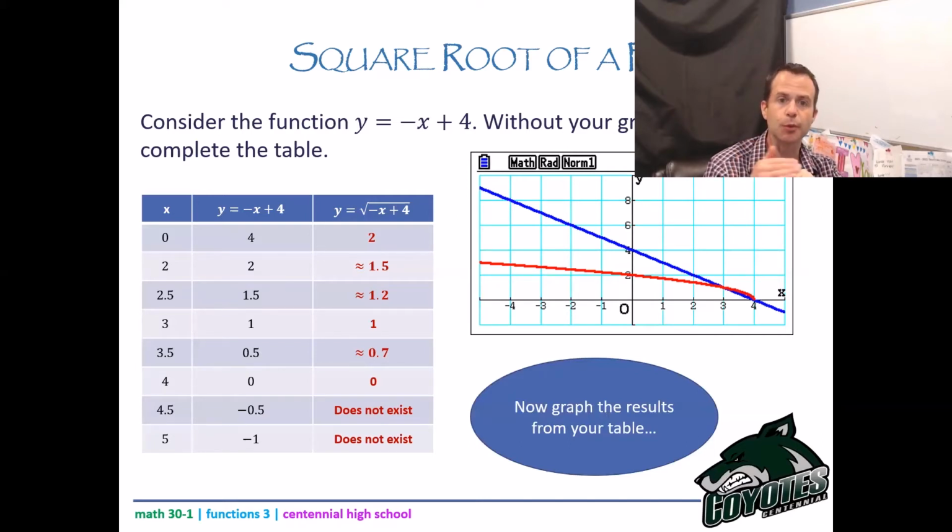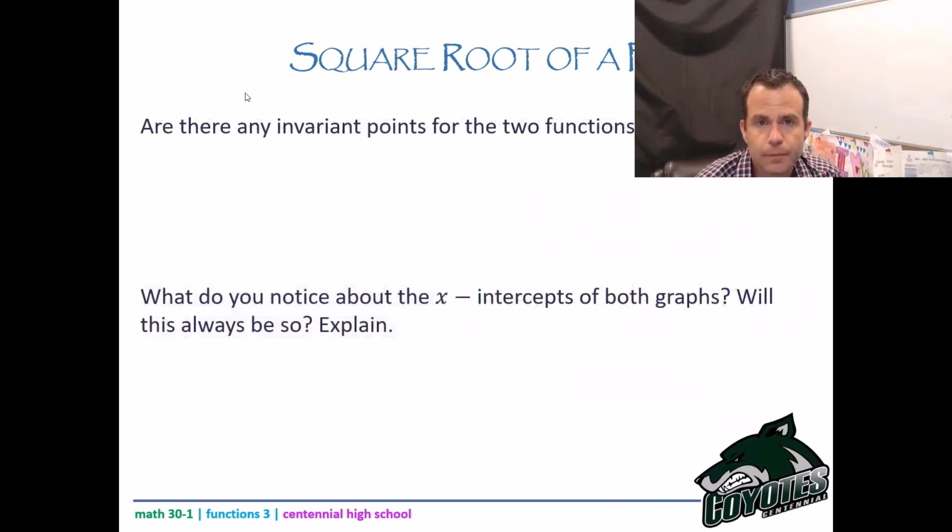And then after y equals 1, and your dots should help you with this, the friendly dots, after y equals 1, the square root graph should always be lower than the original function. Okay. All right. So now we're just going to write down everything I just said.